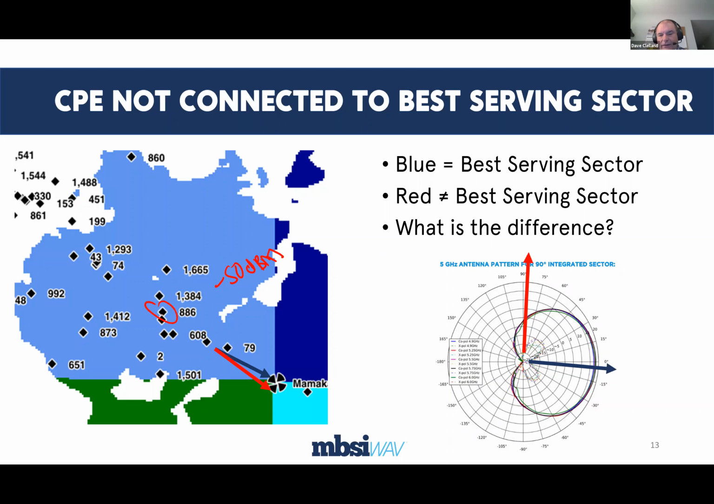So I've got a polar chart that I laid down here, and I look at the angle, the difference in the azimuth between the best serving sector, which is the blue ray, and the adjacent sector, which is the red ray. Here on the blue ray, he's almost on the bore site. So if my signal level is -50 right here, then over here, since I am now 5, 10, 15, 20 dB off of that, I would expect that signal level to be -70.